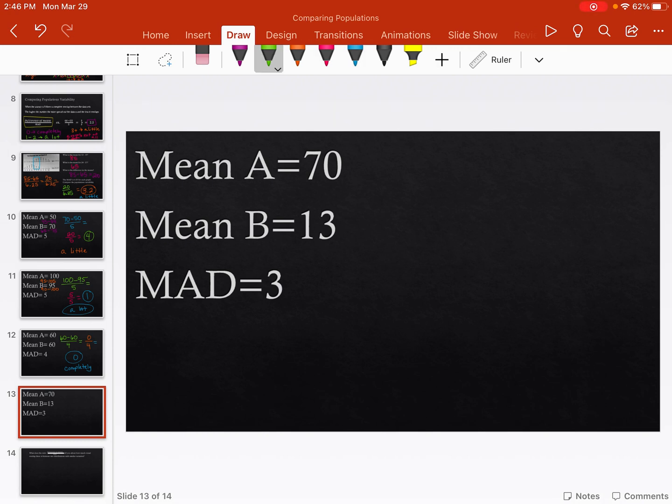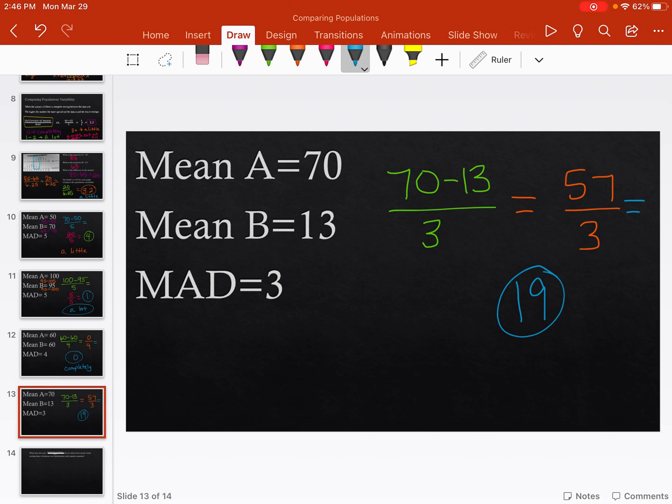One more. So difference of our means, 70 minus 13 divided by the MAD. 70 minus 13 gives me 57 divided by 3. 57 divided by 3 is 19. Okay, 19 looks like probably not at all. And especially if we look here, it's going to be like from 67 to 73 and from 10 to 16. That looks like they shouldn't overlap. But again, we don't know. There could be an outlier in both of these, or a couple outliers in both of these sets of data where they just barely overlap. So we have to go with a little, even though most likely it's not at all.